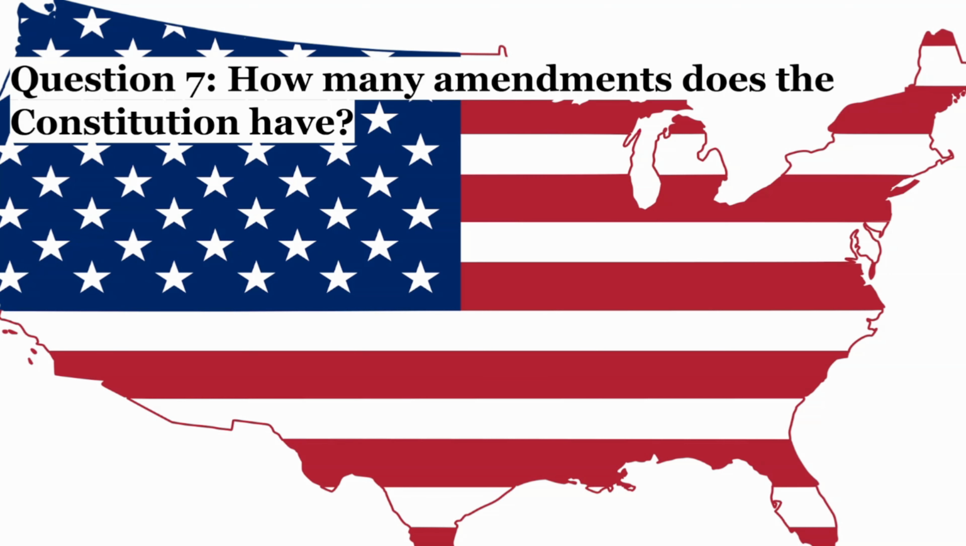So question 7, how many amendments does the Constitution have? As we looked at before, an amendment is a change or addition to the Constitution. Although the Constitution originally had some amendments, this is also a number you need to memorize, and this number is 27. You just need to memorize this number.